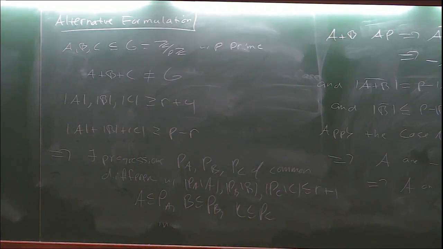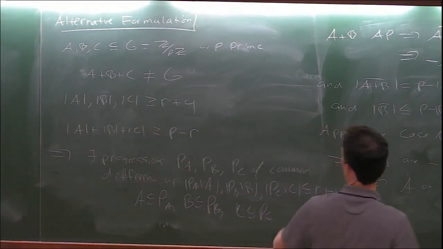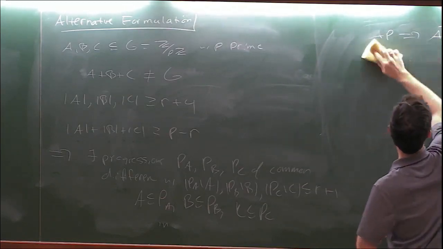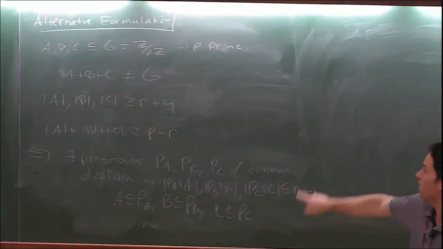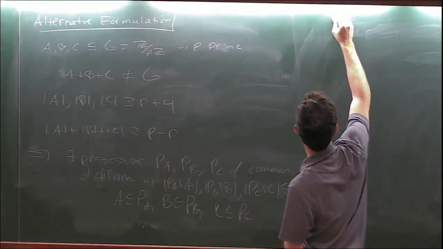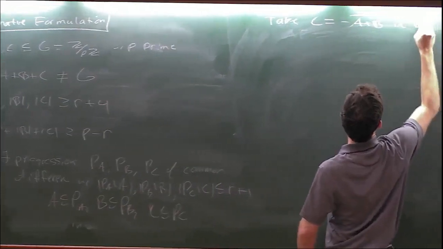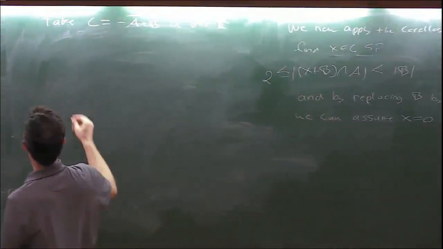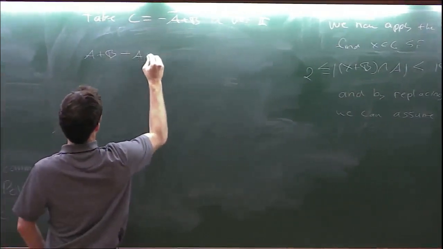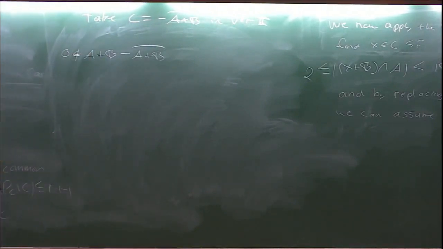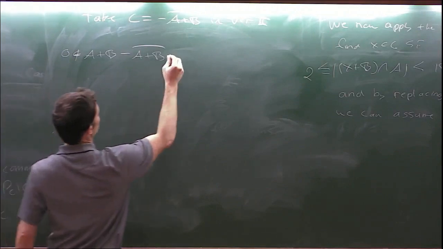It looks a little bit different, but let's show quickly how one of them implies the other one. Let's consider this theorem here if we take C equals negative A plus B complement. Then we have A plus B minus A plus B complement, and we showed earlier that this doesn't contain zero. We know that always happens. If you take a set and subtract it from its complement, you can't get zero inside there. So that means this is not equal to G.